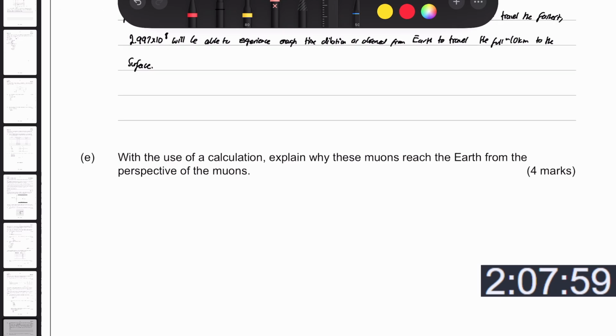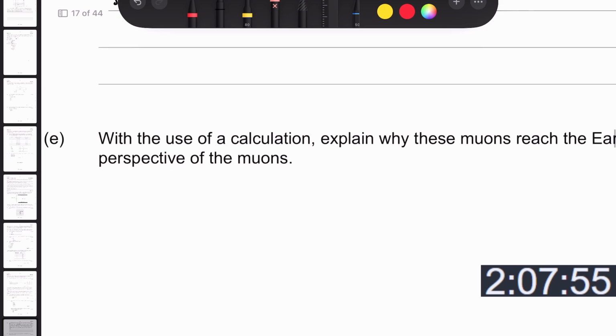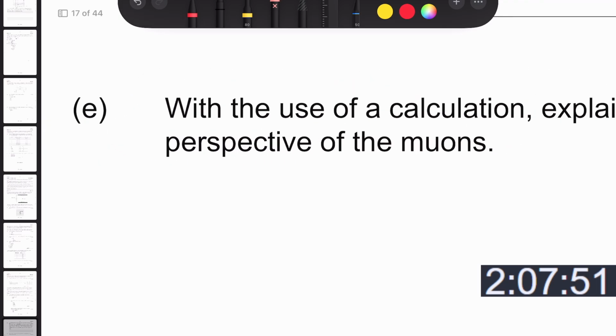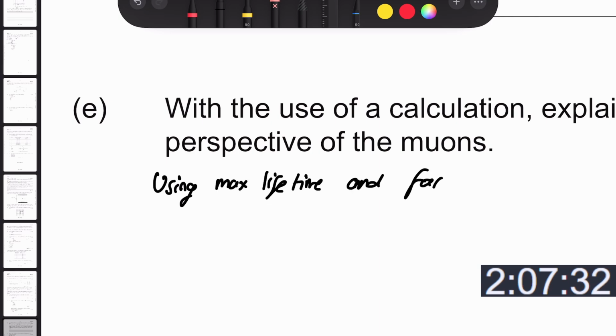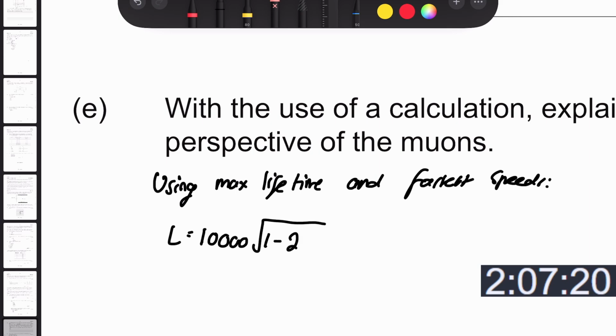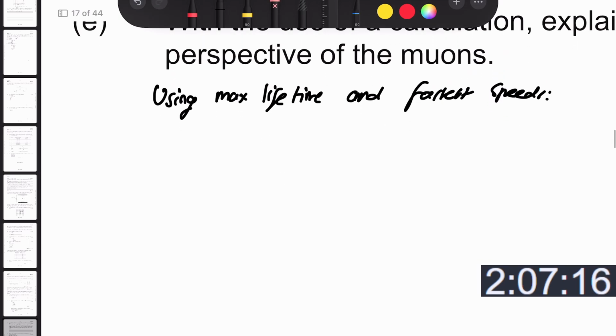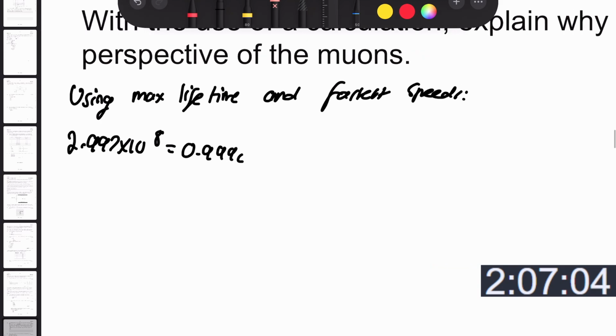Explain why these muons reach the Earth from the perspective of the muons. So let's say, using full or longest or max lifetime and fastest speeds, the length is equal to 10,000 square root of 1 minus... wait, hold on, so let's say that 2.997 times 10 to the power of 8 is 0.999 c.